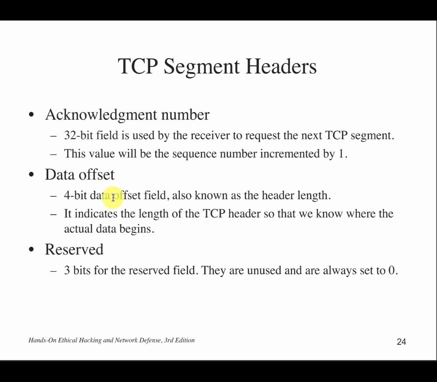The data offset tells me the header length, the length of the TCP header. Whether it uses 20 bytes, 30 bytes or 40 bytes, the header is going to be from 20 up to 60 bytes. You have to tell me what it actually is, because I need to know where the actual data is stored, since it's one packet.